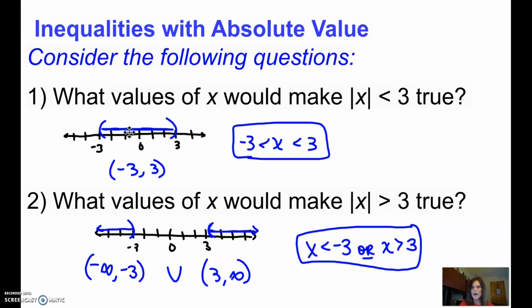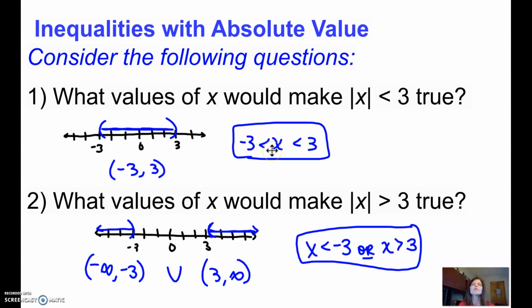So if my absolute value is less than something, I'm going to stay within a small relative neighborhood. In this case, if I want to turn that into an interval, I just find where I start and end, and I have my parentheses there, -3 to 3. As an inequality, my x is going to be trapped in between the -3 and 3.